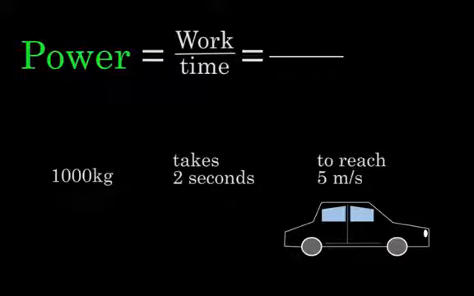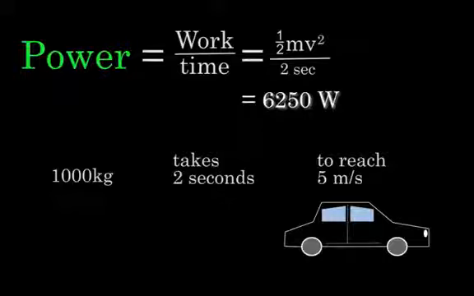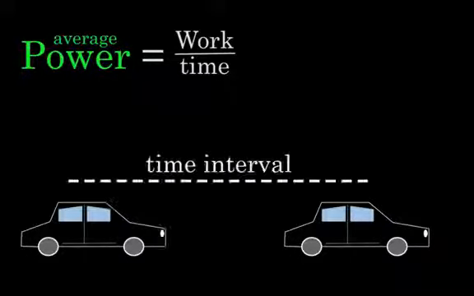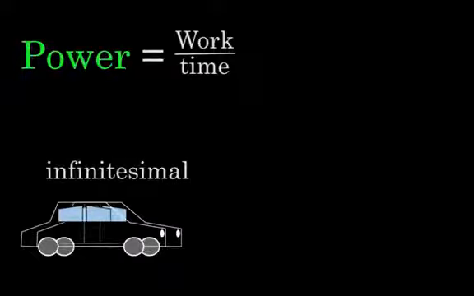Work is half mv squared, as we derived that equation before in the beginning of this video tutorial. Half mv squared, and it takes 2 seconds. Now we plug it in. m is 1,000 kilograms and velocity is 5 meters per second, and we see that the power of the engine is 6,250 watts. Now, how did we calculate that? That is average power, work over time, so the time interval: it took 2 seconds to reach a velocity of 5 meters per second.